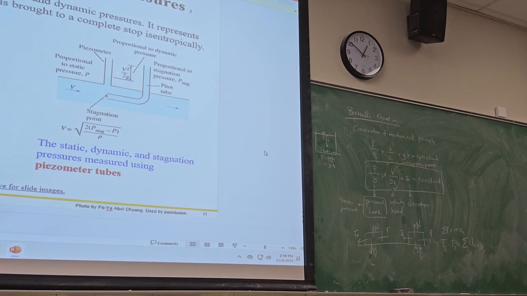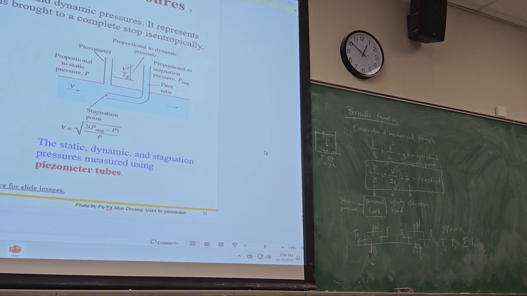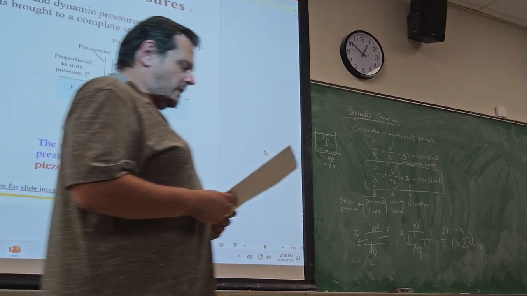And this is the equation that you can use to calculate the velocity given the pressure at the tube, that's the stagnation pressure, the actual P, the static pressure, and the density of the water. So please write down this formula in your equations.